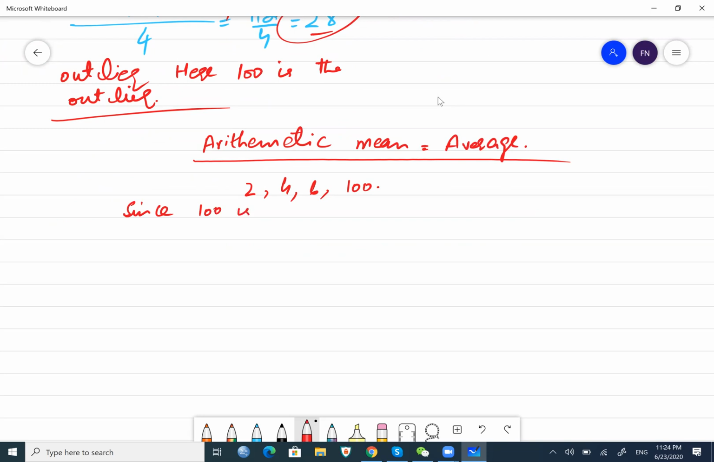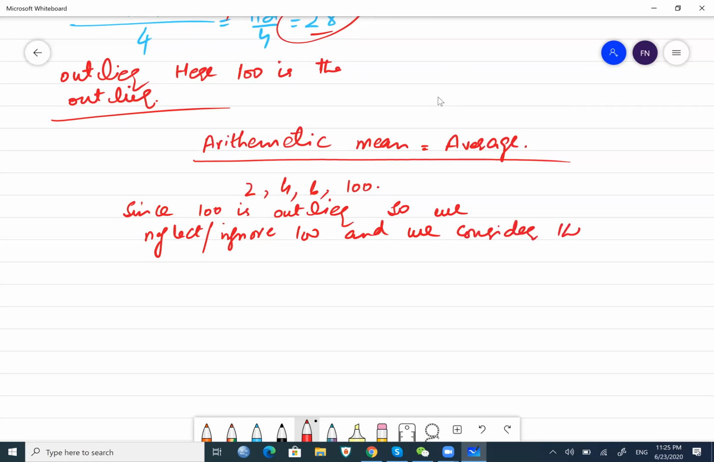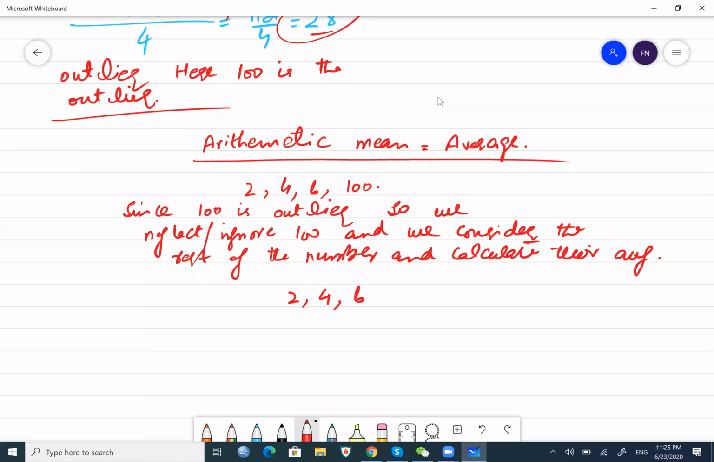since 100 is an outlier, so we neglect or ignore 100 and we consider the rest of the numbers and calculate their average, which means that we will consider 2, 4, and 6. We will add them. We will divide them by 3. So the average is 4.